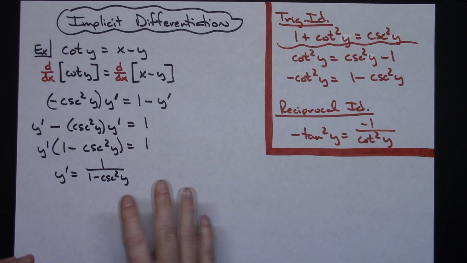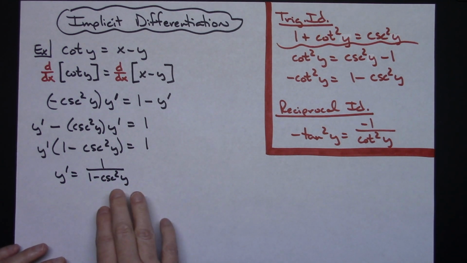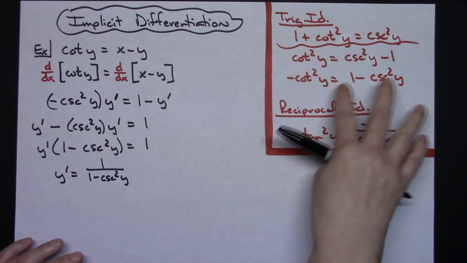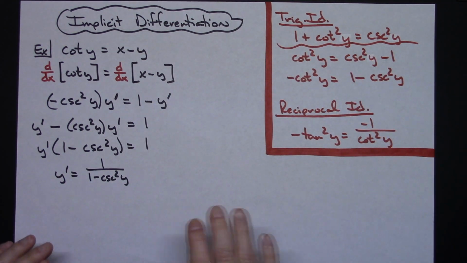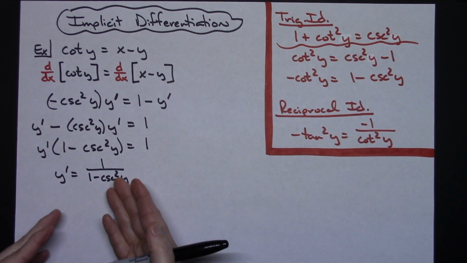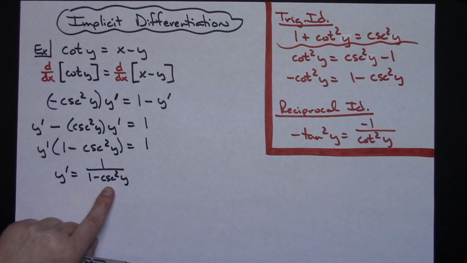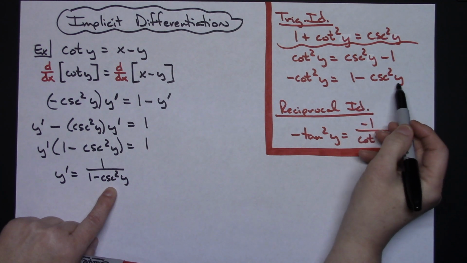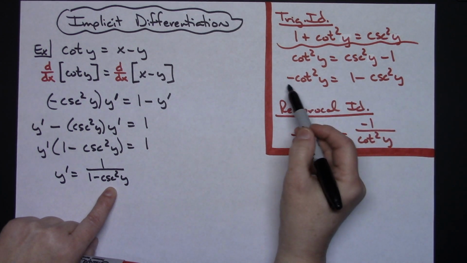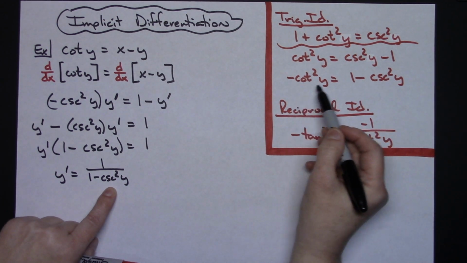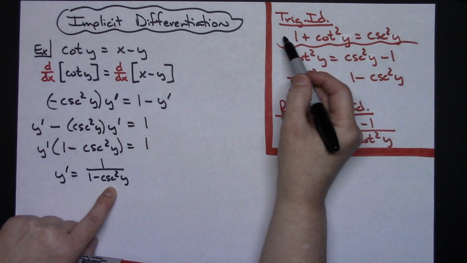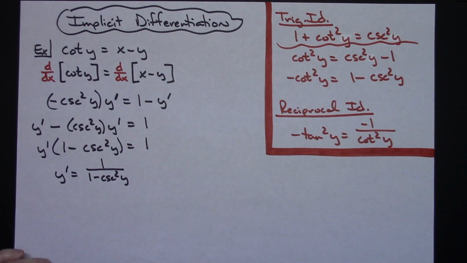Now, technically, you are done at that point. However, it is trig. There's some trig functions in here. So if you can see and recognize what you can do substitutions for, we can make this answer a lot cleaner. I've got a 1 minus cosecant squared y. 1 minus cosecant squared y I can replace with a negative cotangent squared y. This comes from that original Pythagorean identity with just some algebra manipulation.